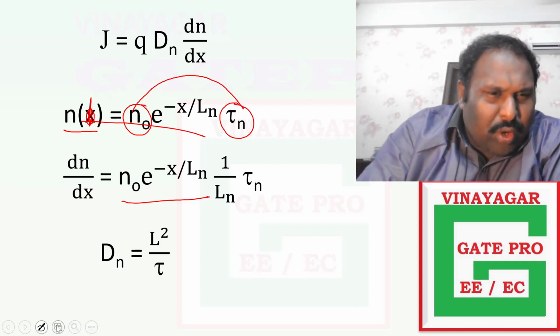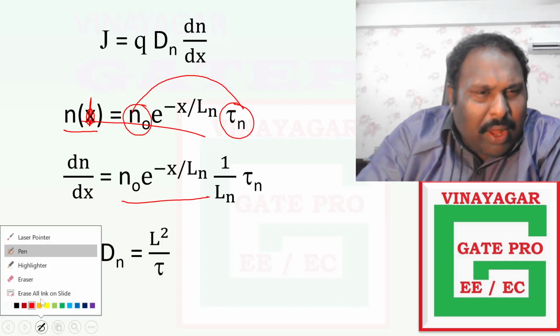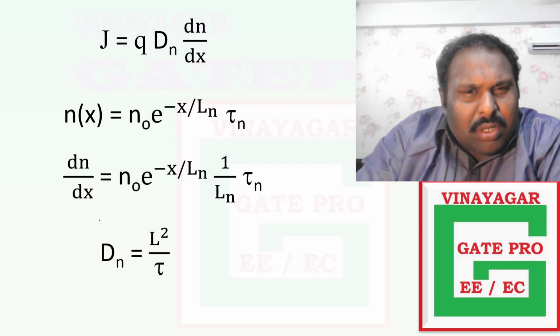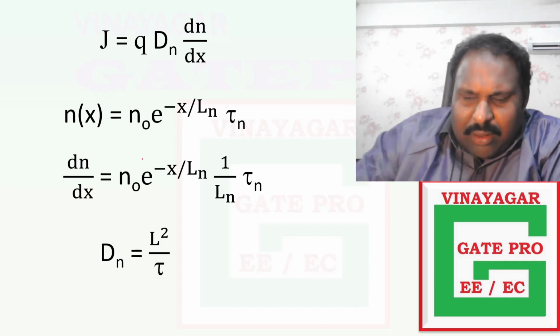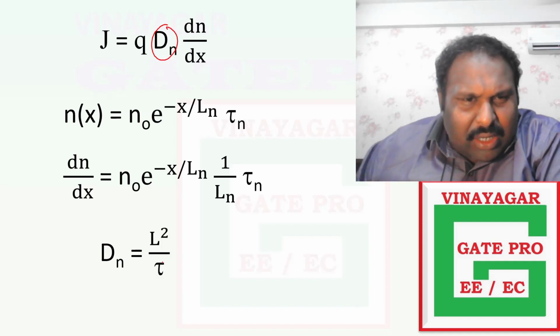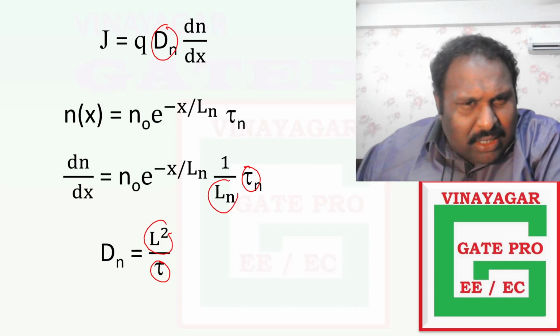But the question also has not given the diffusion constant formula. So how do you get it? Diffusion constant is L square by tau. So the tau and tau cancel here. When we write for dn here, the tau and tau cancel and Ln square and Ln also cancel.